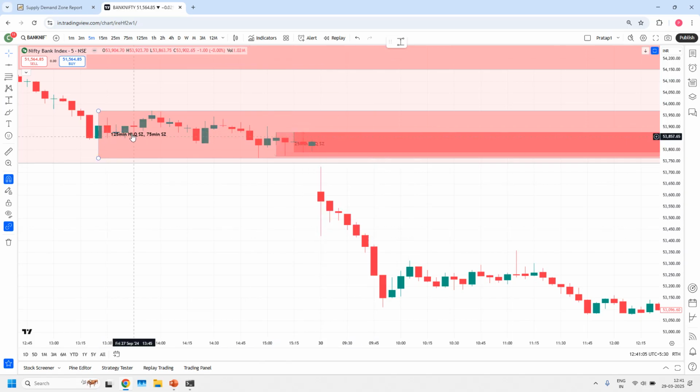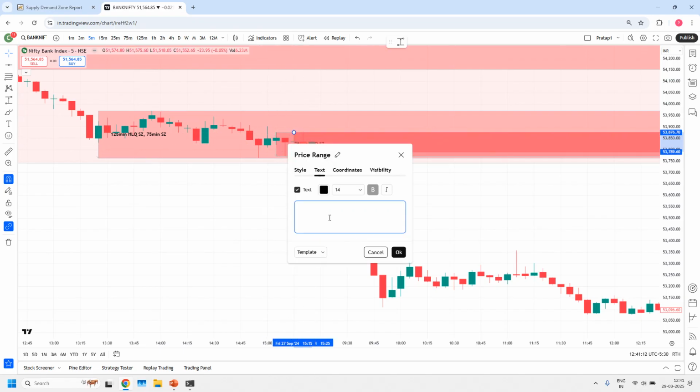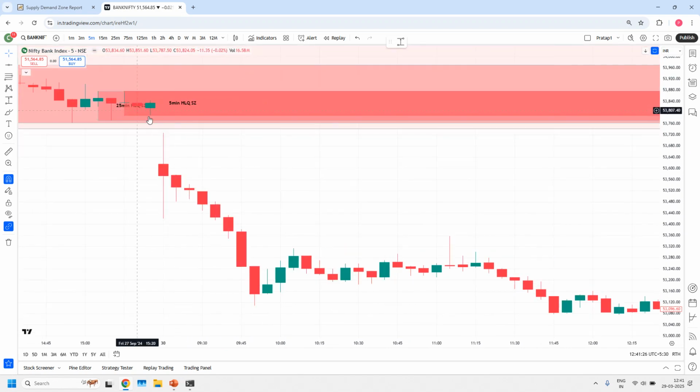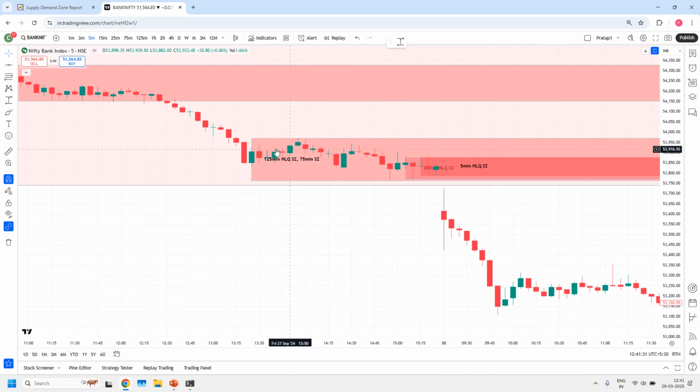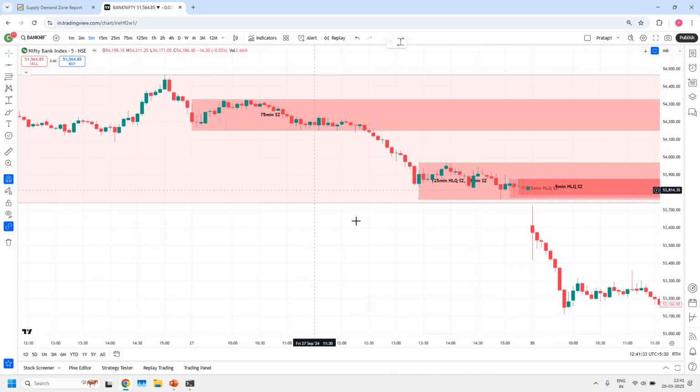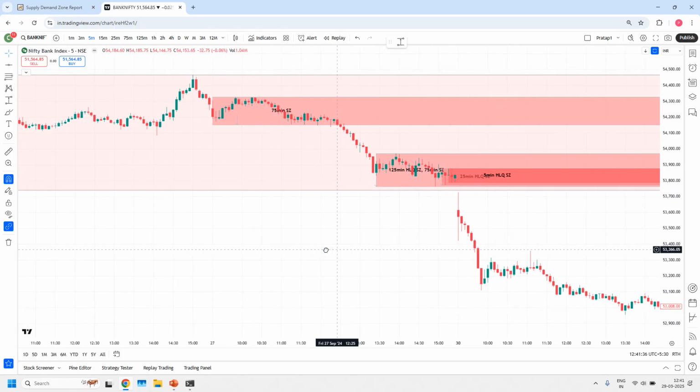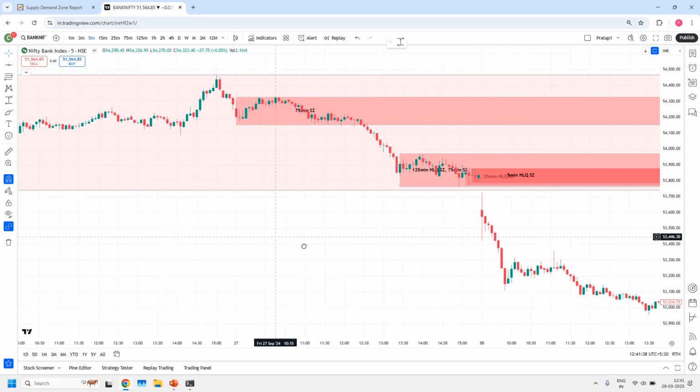Did you notice? This is 125. Inside 125, 25 minutes high liquidity zone. Inside 25 minutes high liquidity zone, we have a fine-tuned 5 minutes high liquidity zone. Five minutes HLQ supply zone. See the beauty. 5 minutes high liquidity, which is inside 25 minutes high liquidity, which is inside 125 minutes high liquidity. All are high liquidity zones. So this is the area that will give you good trade opportunities.